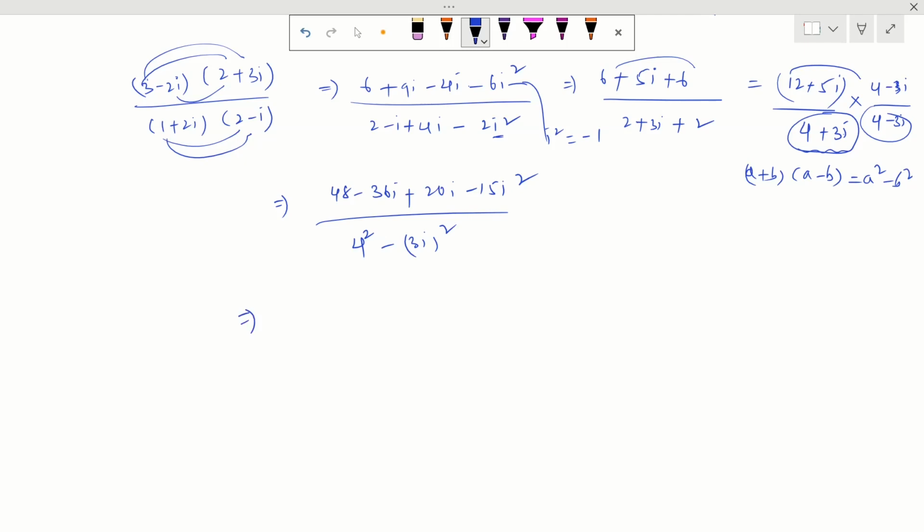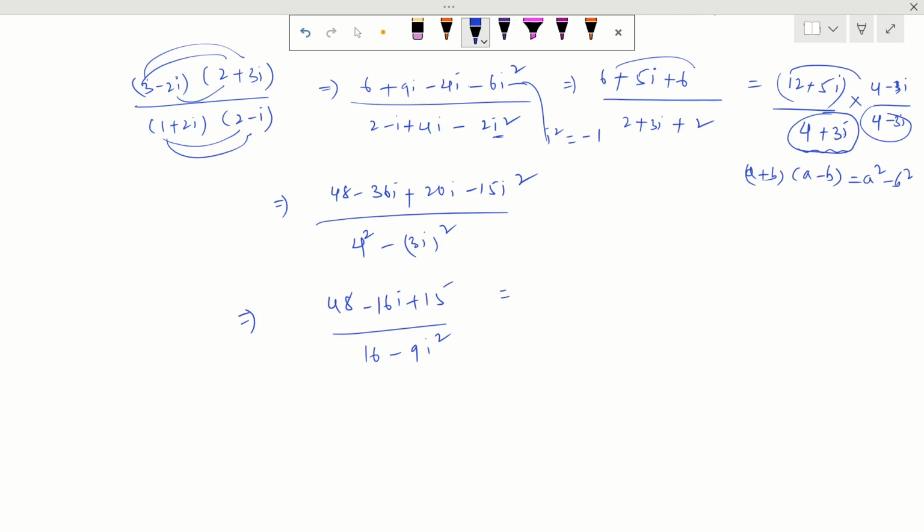So this one is 48, and this minus 36 plus 20 is minus 16i, and this i square is minus 1. Minus 1 into minus 15 is plus 15 here, right? This is 16, and this will be minus 9i square. i square is minus 1.